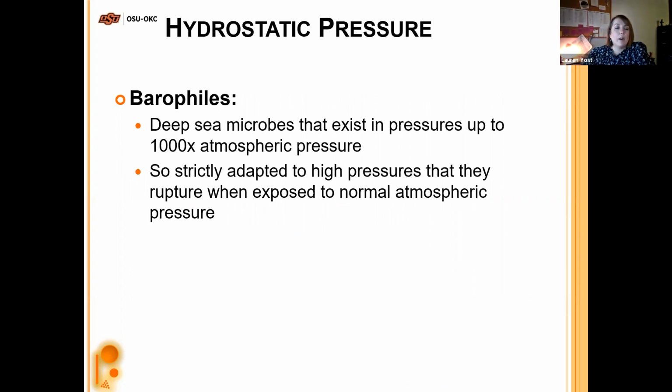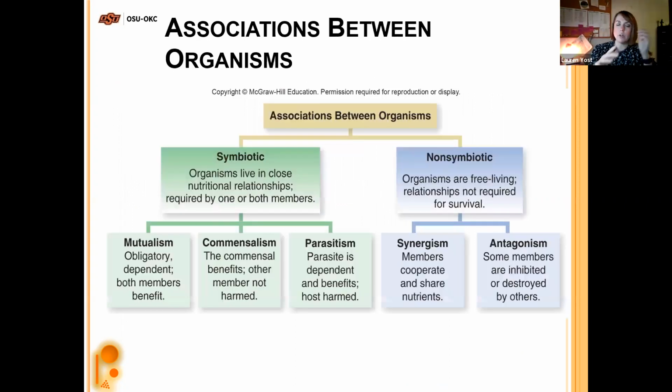Hydrostatic pressure, these are the barophiles. They can deal with the deep, deep sea, so very high pressure on them. If you bring them back up to normal pressure, they will rupture. This happens to organisms down there too, if they try to bring them up.